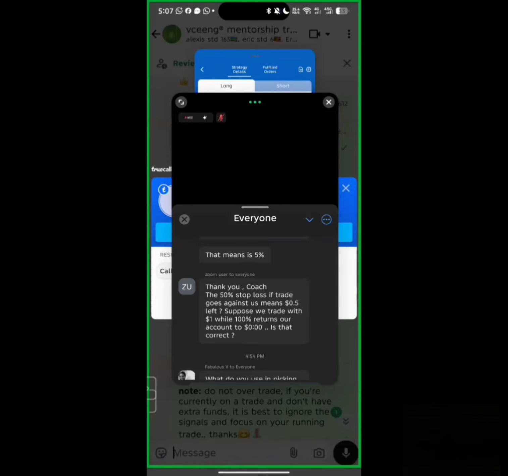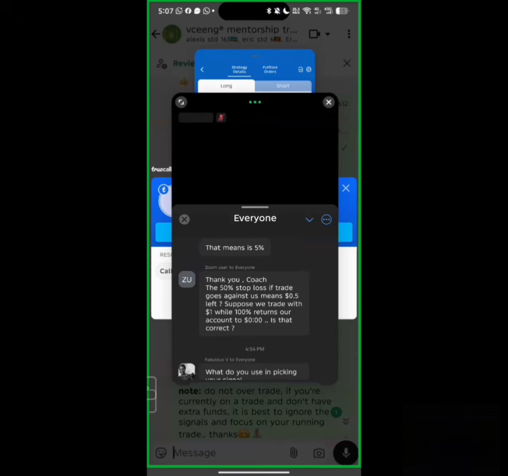You said suppose we trade with $1 while 100% returns to. I don't understand that. If you make profits on this trade, the profits will go to your capital. Your capital was $100. You see it increase, and if it hits your stop loss, you see it reduced to 99.5. Then you have more chances to win. So I said, if you lose a trade, you don't just go straight into another trade. You go back to your drawing board.